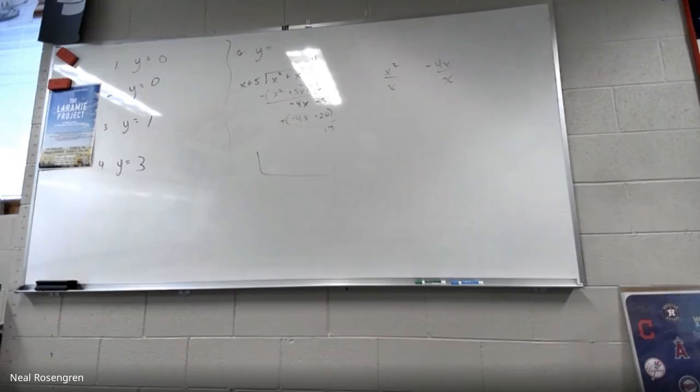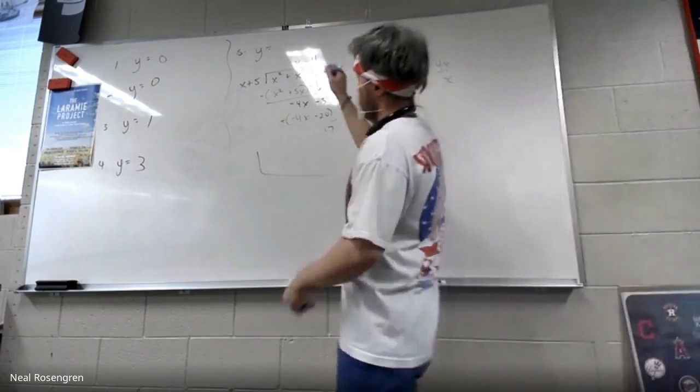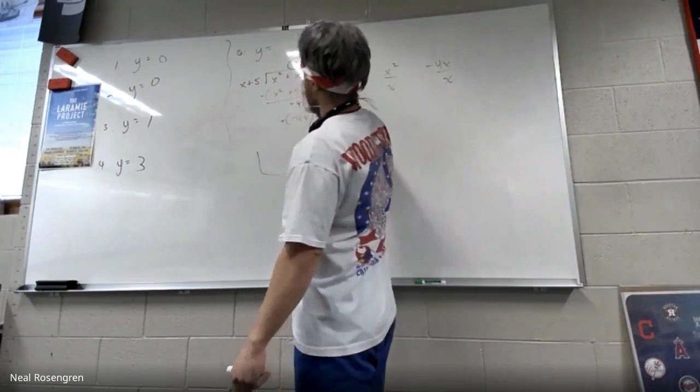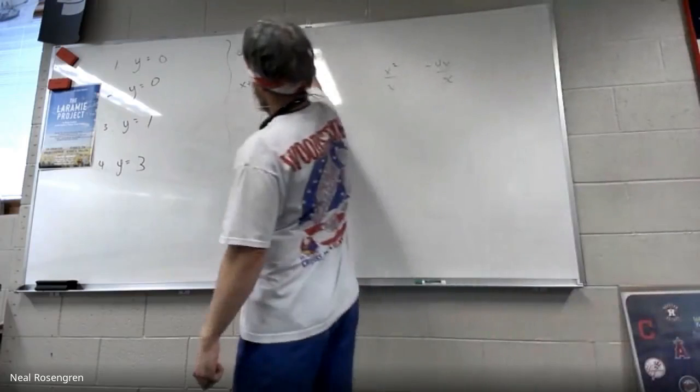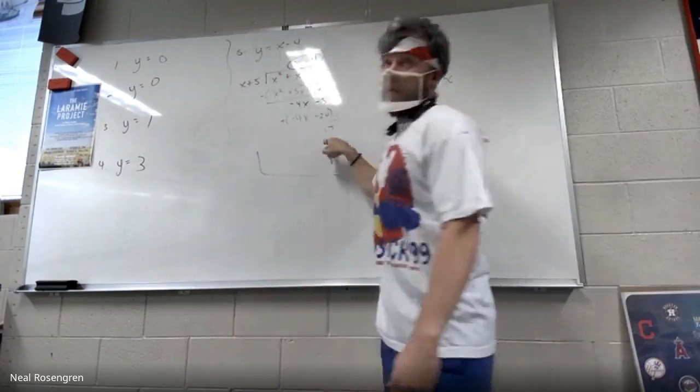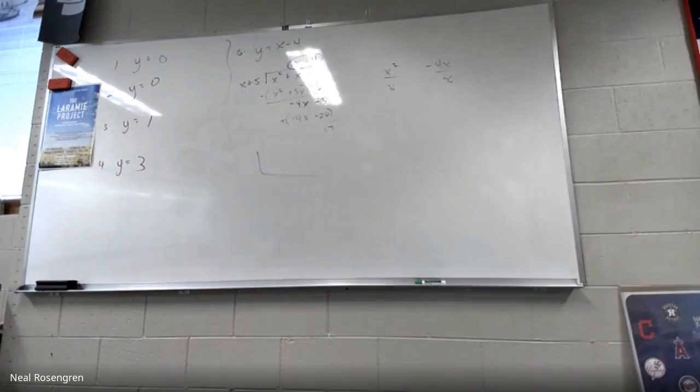And our oblique asymptote, our slant asymptote, is always going to be y equals whatever that is. Okay, the quotient, x minus 4, but without the remainder. Whoa. Slippery. So y equals x minus 4.